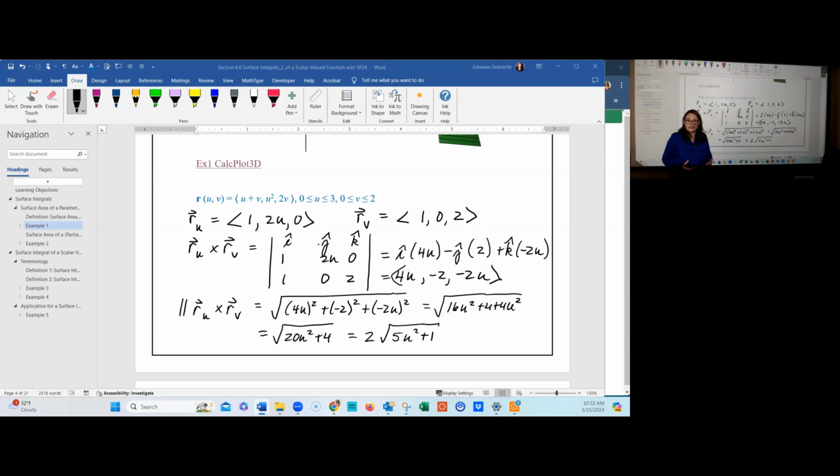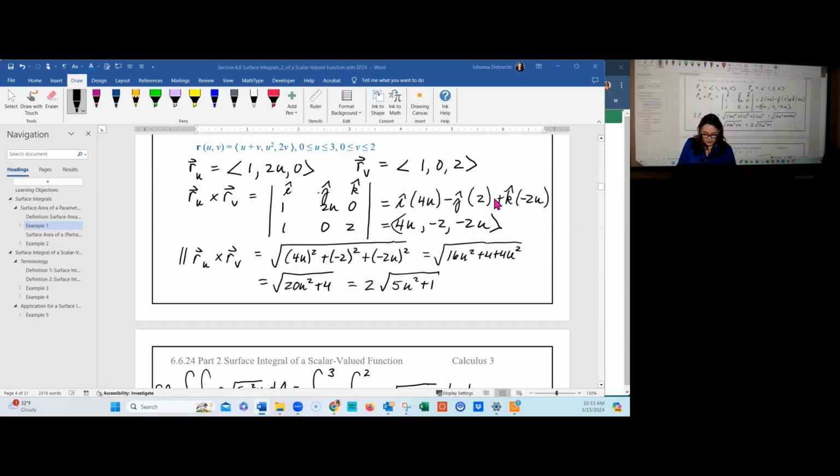Then we're going to find the surface area by allowing our function to be a positive 1 and computing the double integral over the parameter domain, where u varies from 0 to 3 and v from 0 to 2. Because our limits of integration are constants, we're integrating over a rectangular domain in the parameter domain, so it doesn't matter whether you integrate with respect to u first or with respect to v.